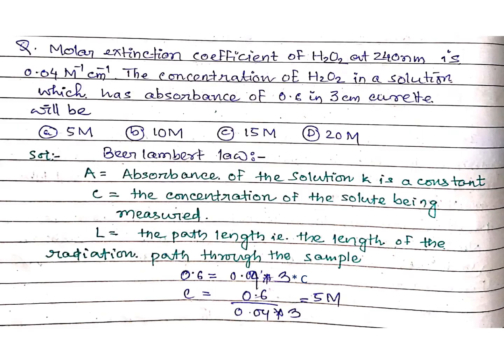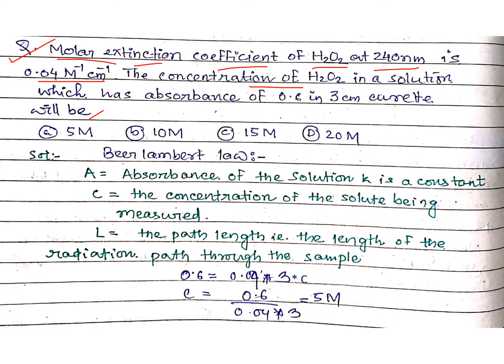So this is a question that we are observing here. It comes from the environmental chemistry part. So what is this question telling us? Let us read this. The molar extinction coefficient of hydrogen peroxide at 240 nanometer is 0.04 molar inverse centimeter inverse. The concentration of hydrogen peroxide in a solution which has an absorbance of 0.6 in a 3 centimeter cuvette will be. So we are here able to find the concentration.